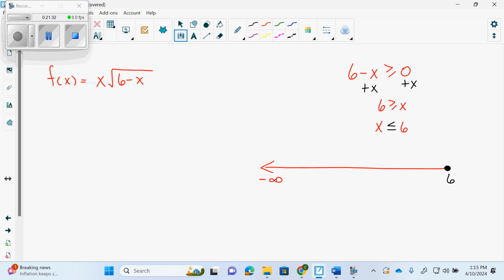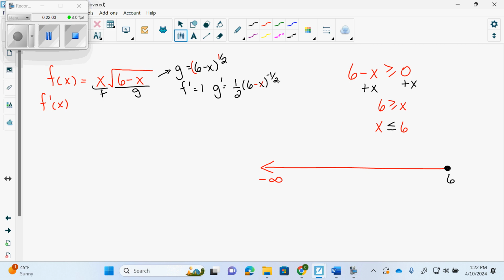Okay, you try it. Get the first derivative of that. How are you going to have to do that? Starts with P, rhymes with product rule. Product. Let's look at this. So we get f prime of x. So we have f, we have g. G would be the same as 6 minus x to the half. F prime is 1. G prime is a half, 6 minus x to the negative a half, times negative 1. Negative a half, 6 minus x to the negative a half.